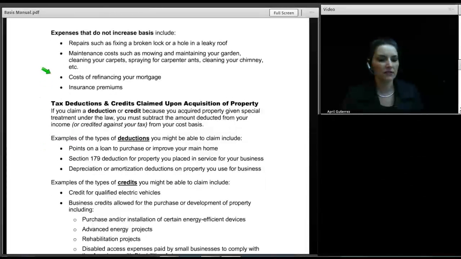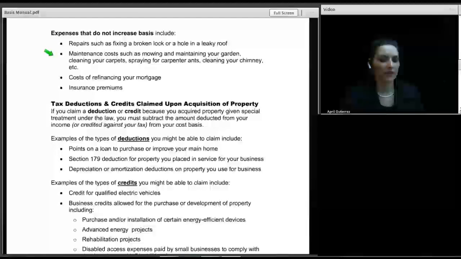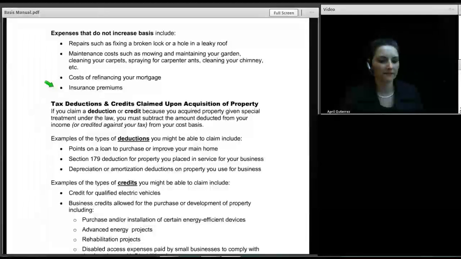But here's some things that can reduce or do not increase the basis of your house. These are everyday repairs, and they do not add to basis. Repairs such as fixing a broken lock or a hole in a leaky roof. Maintenance costs such as mowing and maintaining your garden, cleaning your carpets, spraying for carpenter ants, cleaning your chimney, etc. The cost of refinancing your mortgage, and insurance premiums. None of those add to basis.